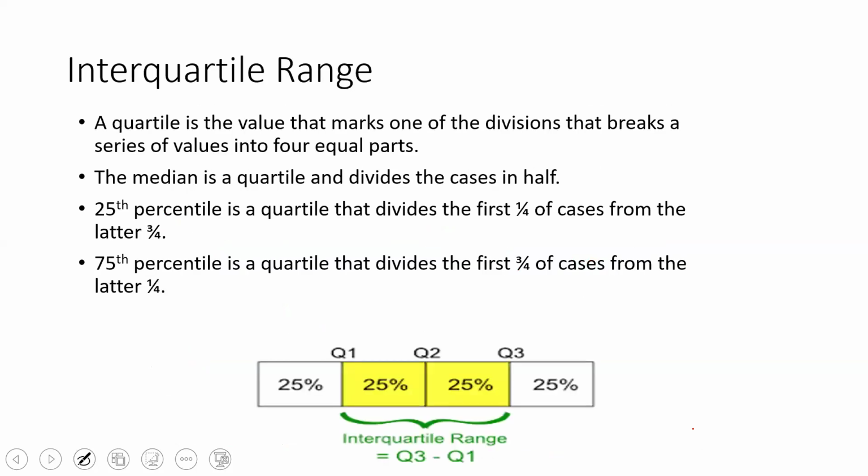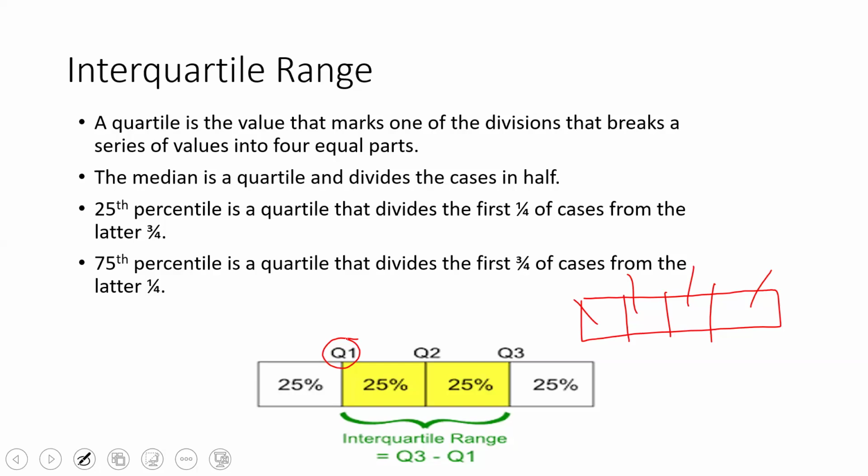Interquartile range is the value that marks one of the divisions that breaks a series of values into 4 parts. Quartile means 4. So our data is divided into 4 equal groups, 1, 2, 3, 4. Q1 is the 25th percentile. That is the one that divides the first quarter from the remaining 3 quarters. Q2 divides the first 50 from the second 50. Q3 divides the first 75 from the last 25.